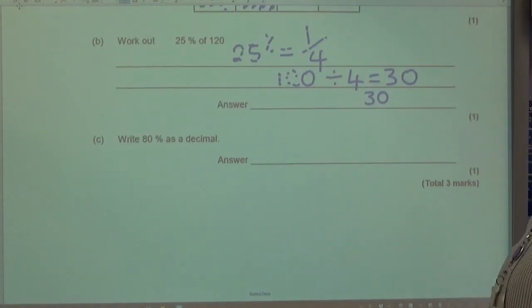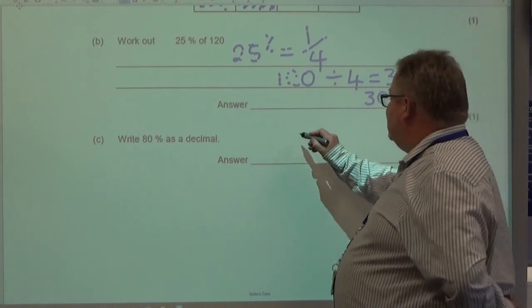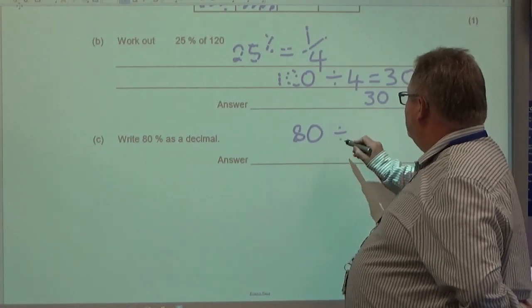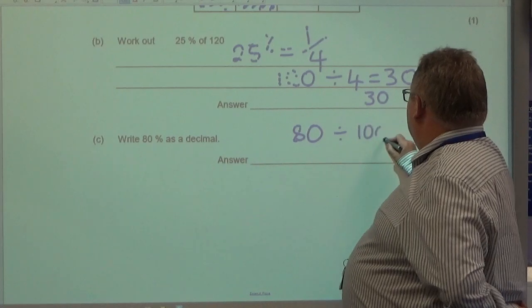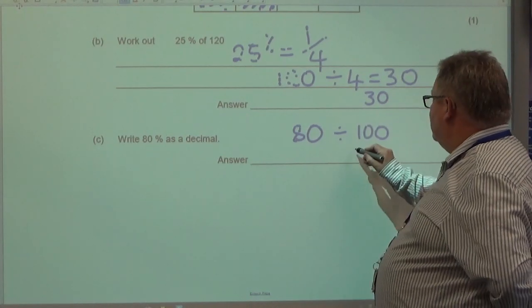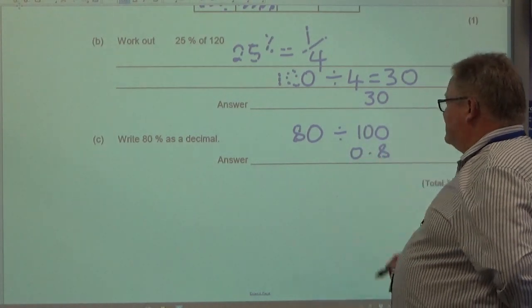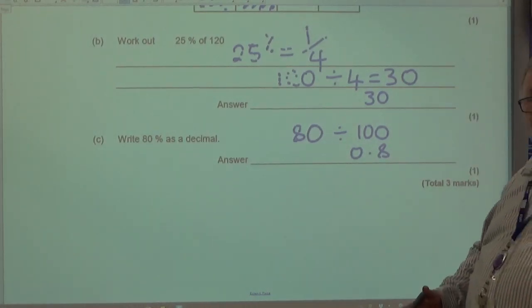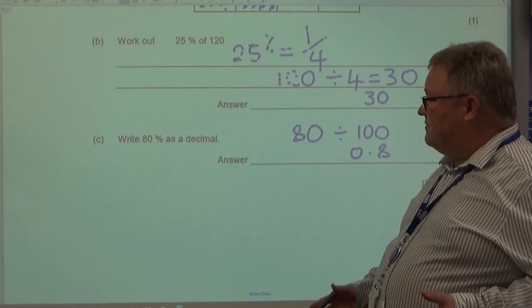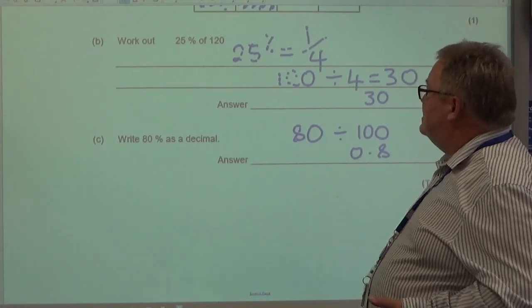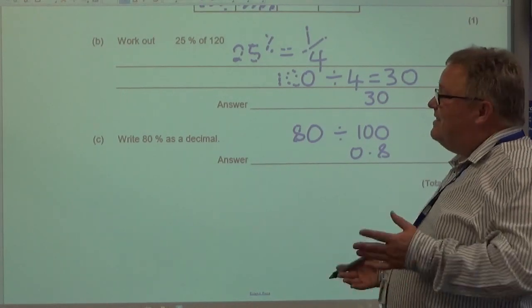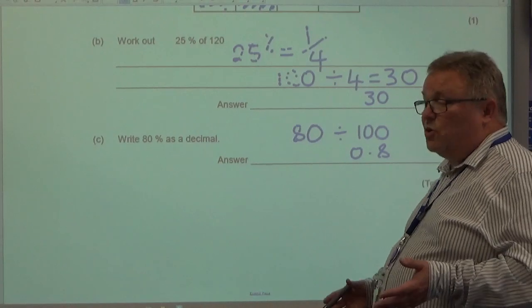The pen's breaking up a bit there, but I'll hopefully get it back. So write 80% as a decimal. What we'd do there is divide by 100, and you'd do it on your calculator, and it would come out as 0.8. So the first part of the paper is always going to be fairly straightforward, fairly easy questions. Then the middle bit, we'll get into a bit of problem solving. Then the end, again, it's fairly straightforward, but harder.